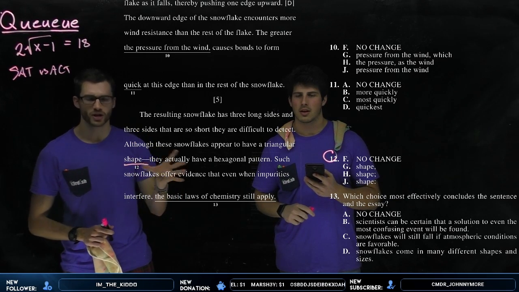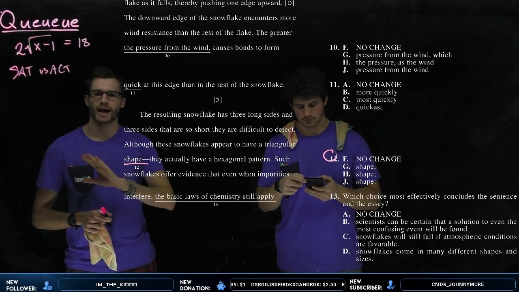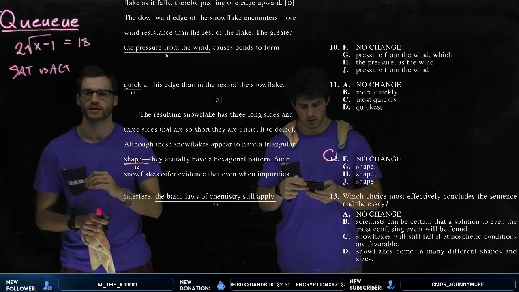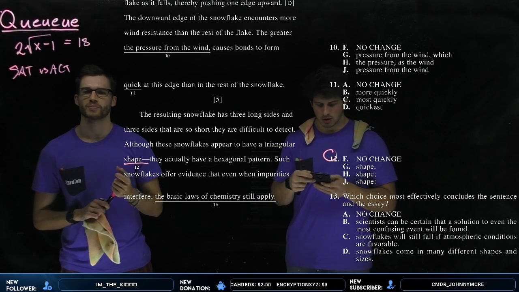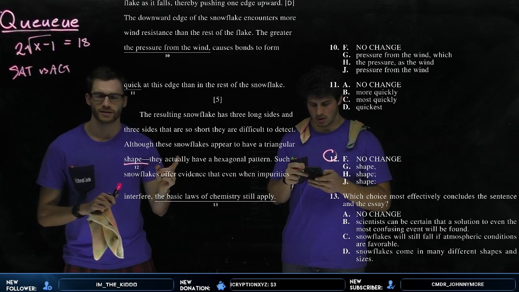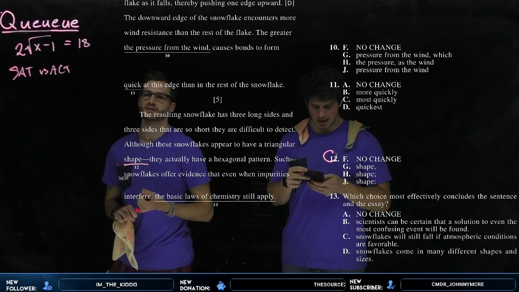F, G, H, and J all have "shape" and then a piece of punctuation. So let's read what happens before it, because we know with semicolons and colons, we need an independent clause beforehand. We have, "Although these snowflakes appear to have a triangular shape." No. Brady, is that an independent clause? No, it is not, because of the word although.